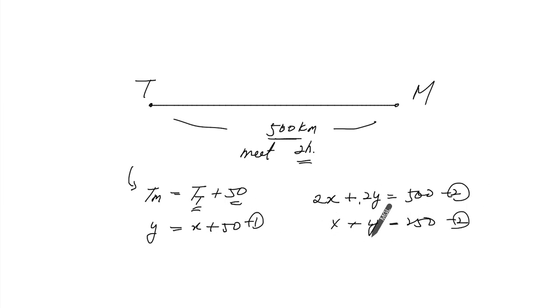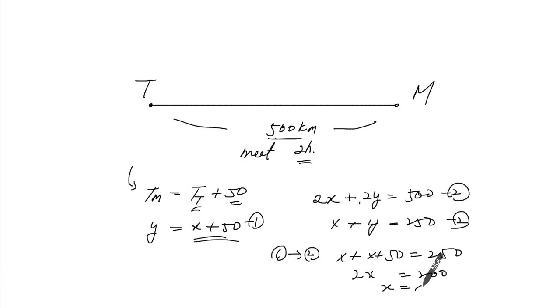Alright, so let's replace this y with x plus 50. Okay, so we say 1 sub into equation 2, x plus 50 is equal to 250. So you get 2x is equal to 200. So x is equal to 100. So, right, this means the speed of the train leaving from Toronto is 100 kilometers per hour.